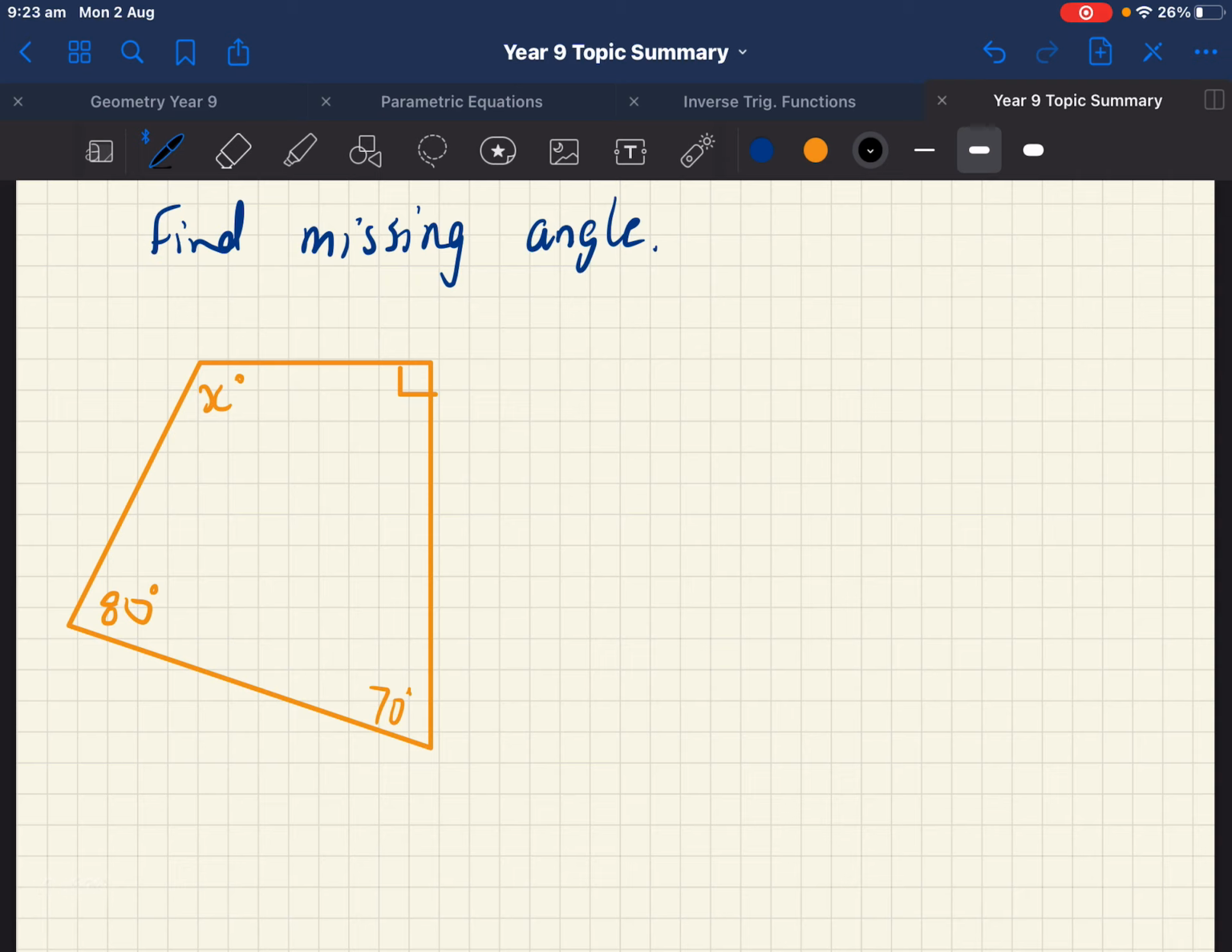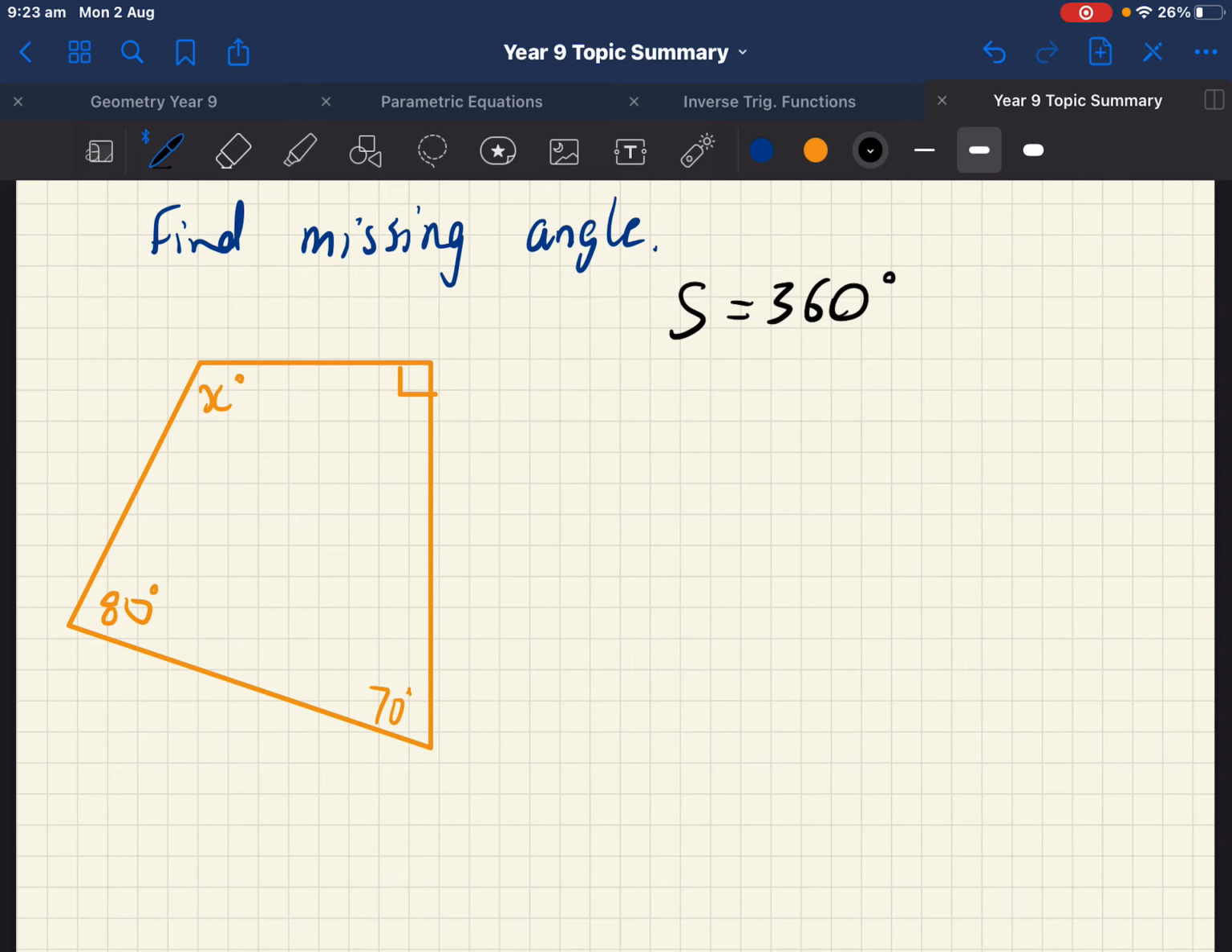All right, now we're on to a quadrilateral. So we've got ourselves a four-sided shape. One of the angles is missing. We want to find that missing angle. If you need a quick little hint before you go ahead and pause, quadrilaterals have an angle sum of 360. So the 4 angles will add up to not 180, but actually 360. Pause the video, have a go at answering this question. Once you've got an answer, let's keep going.